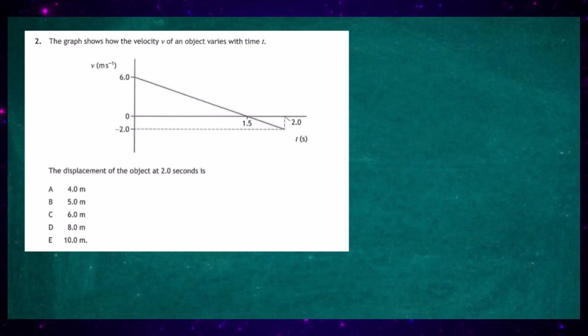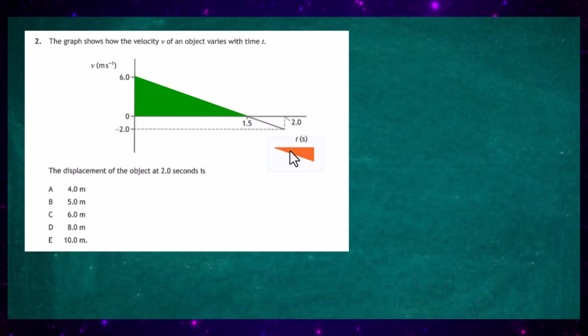And the first one is quite simple. We just work out the area of that triangle there. But the second little area here, we have to subtract that because that's in the negative direction. It's going in the other direction. Therefore, we have to subtract that little area to get our final displacement. So let's go ahead then.